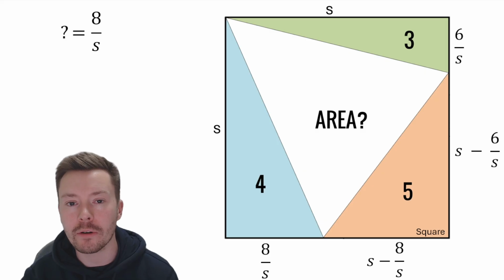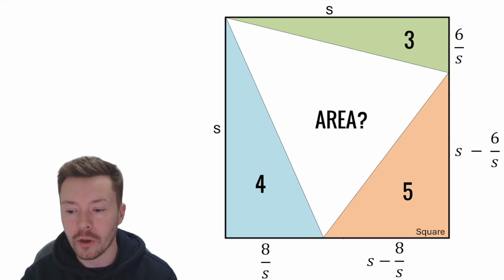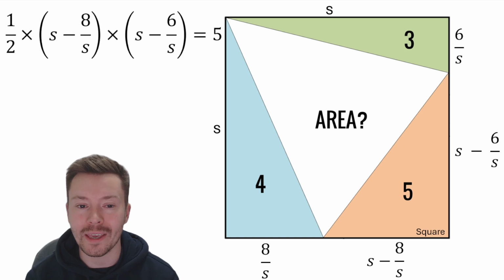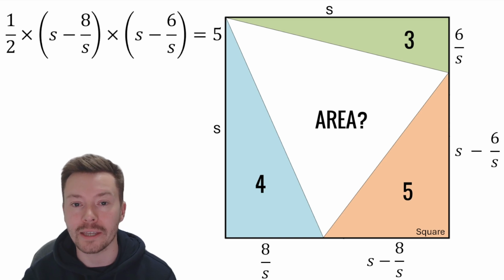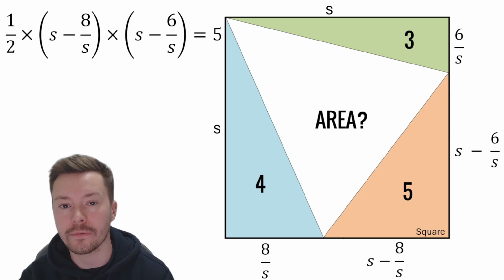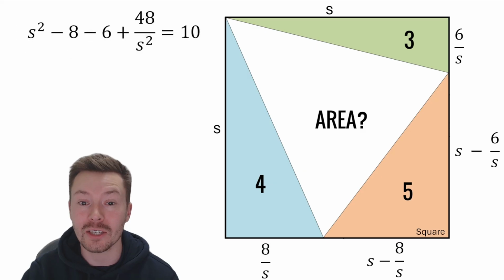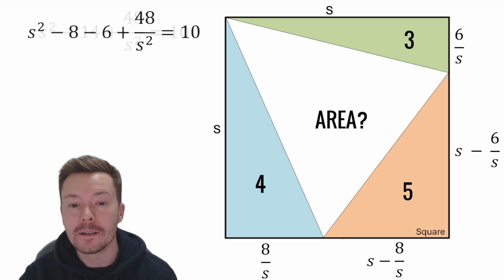Now, we're then going to use area of a triangle again with the orange triangle and use those two lengths in terms of S that we have got. So, using that, we get a half times S minus 8 over S times S minus 6 over S equals 5. We're going to double both sides here. So we get those two brackets times together is 10. We're then going to multiply out the two brackets. So we're going to get S squared minus 8 minus 6 plus 48 over S squared equals 10.